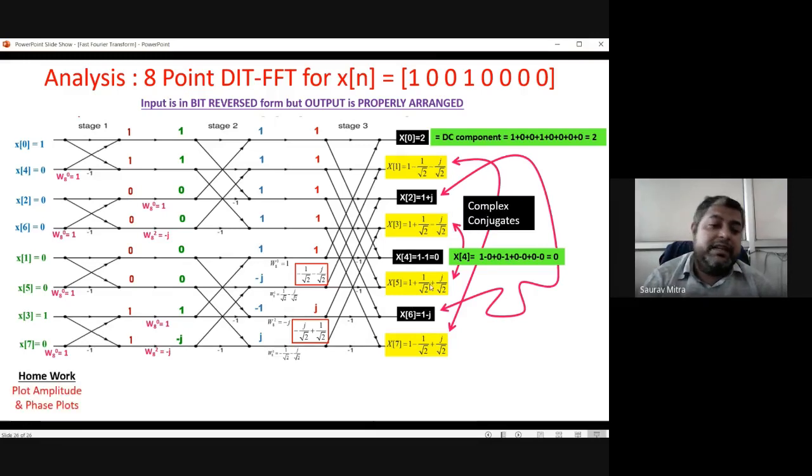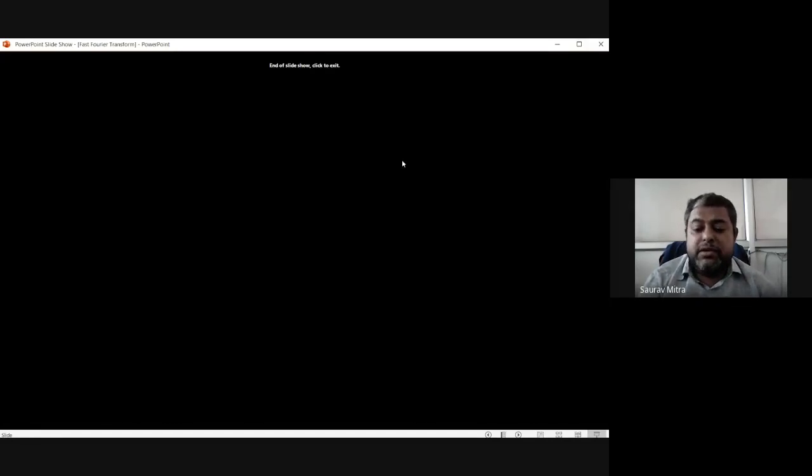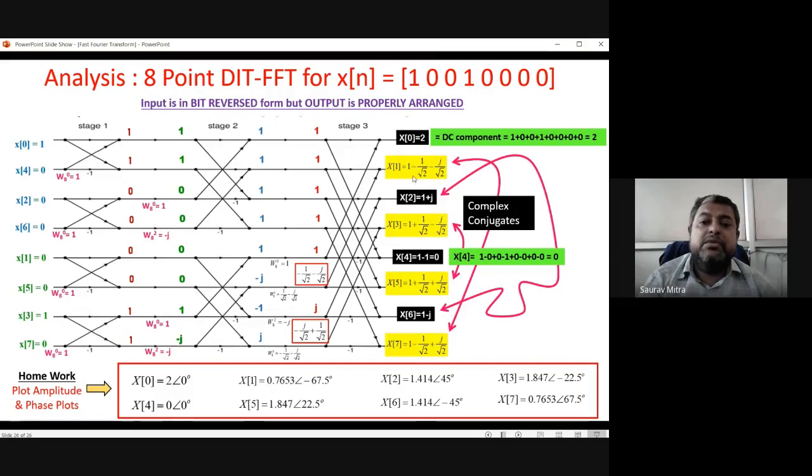And what to understand? So one homework I'll be giving you. Already we have seen what is the amplitude plot and phase plot, and these are not the final answers. So final answers can be found out from here. So x0 is 2, and there is no imaginary part, so angle is 0. Here 1 minus 1 by root 2 minus j by root 2. So if you are converting them into polar form, you'll be finding x1 is coming to be 0.7653 and angle is minus 67.5.